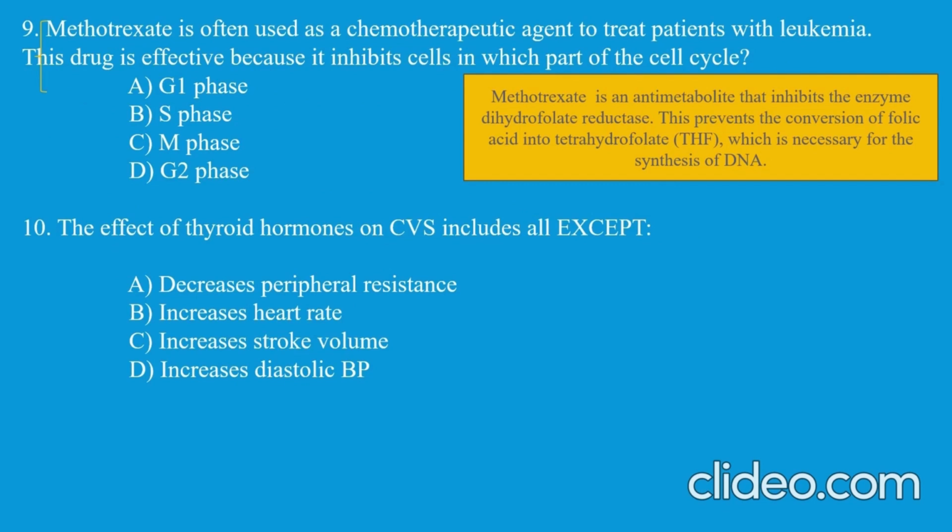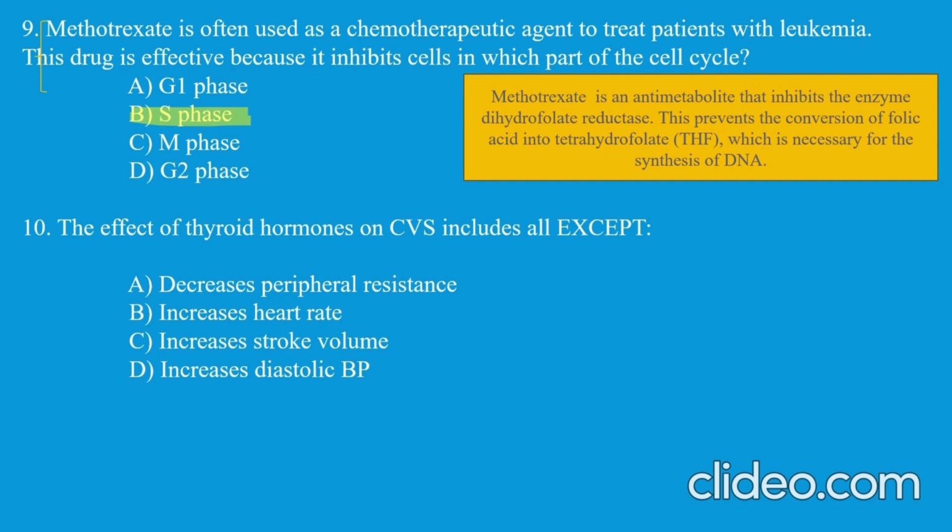The next question is, methotrexate is often used as a chemotherapeutic agent to treat patients with leukemia, right? It is asking methotrexate acts in which of the cell cycle phases. Now, methotrexate is basically a drug which inhibits the enzyme DHFR, that is dihydrofolate reductase. This dihydrofolate reductase inhibition halts the process of DNA synthesis, right? If DNA synthesis is halted, then cell growth will not take place, right? And this DNA synthesis is done in the S phase. So methotrexate acts in the S phase, right?